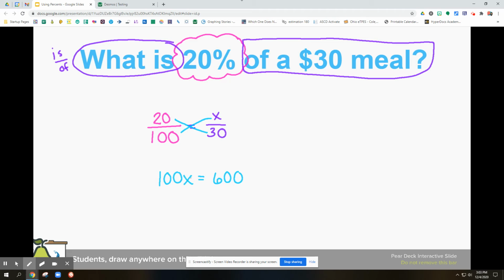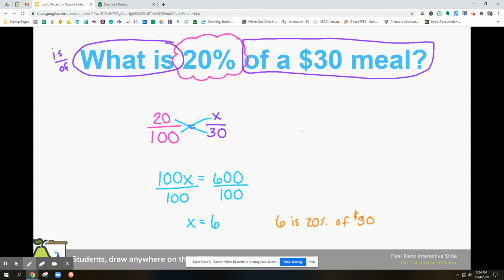We're trying to find out what x is, so we have to get rid of this 100. And since we're multiplying by 100, we need to divide by 100 to undo the operation. So you have to do the same thing over on this side. You have to balance out your equation and divide by 100. 100x divided by 100 is just x because it's just 1. And 600 divided by 100 is 6. So in conclusion of this problem, 6 is 20% of $30.